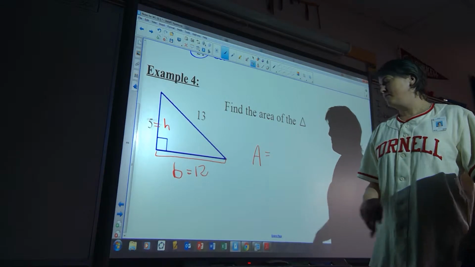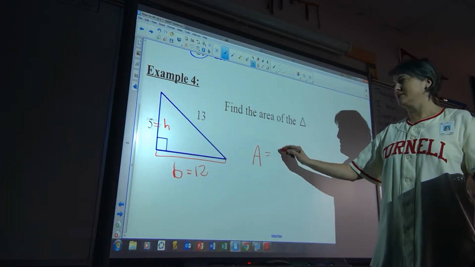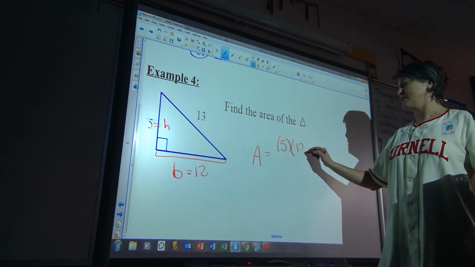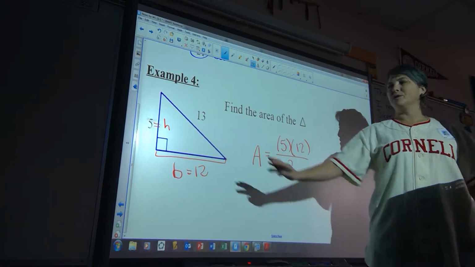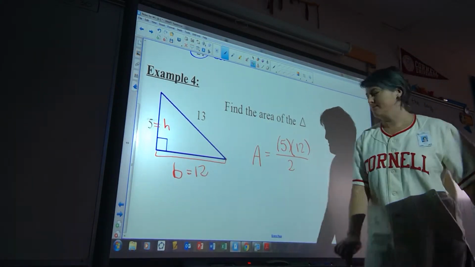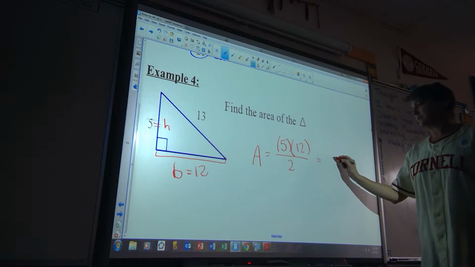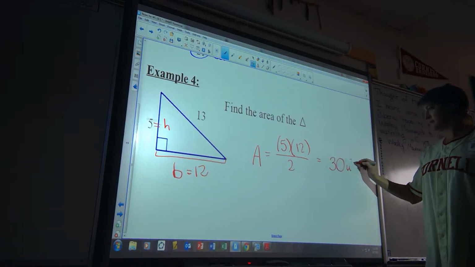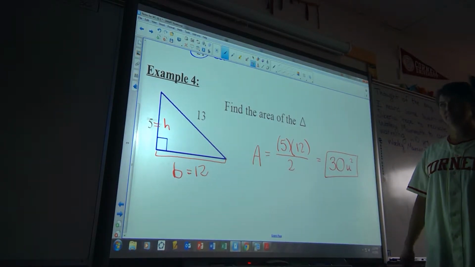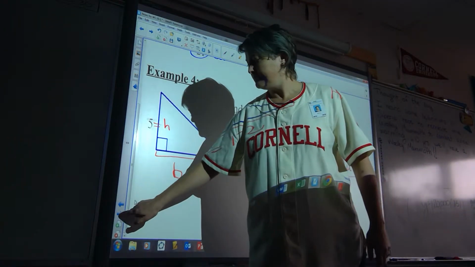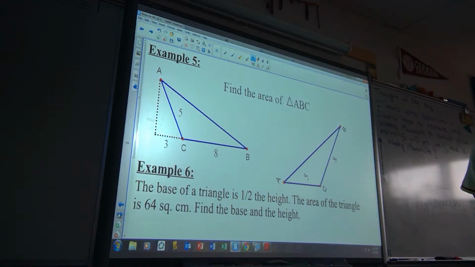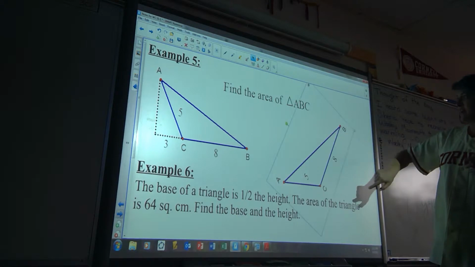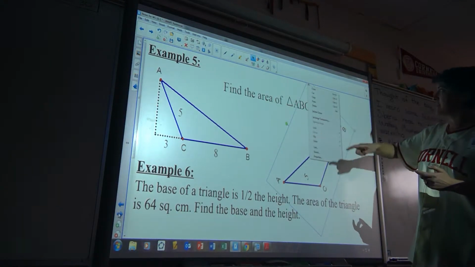So the area formula is relatively simple, 5 times 12 divided by 2, but you might have to do a little legwork to find the missing pieces. So what is that, 30 units squared? Great. Okay, so something like this, let me get this out of the way. Okay.